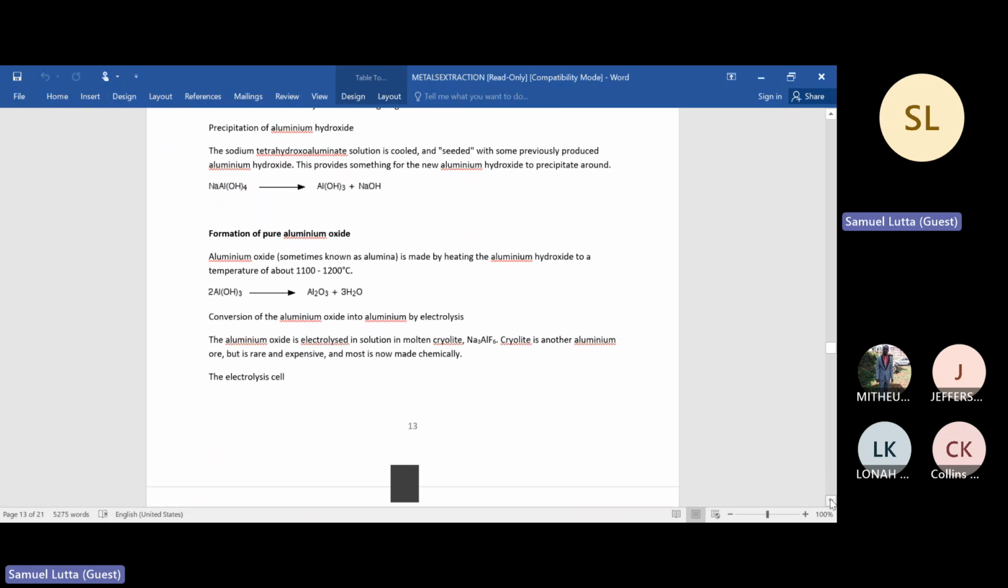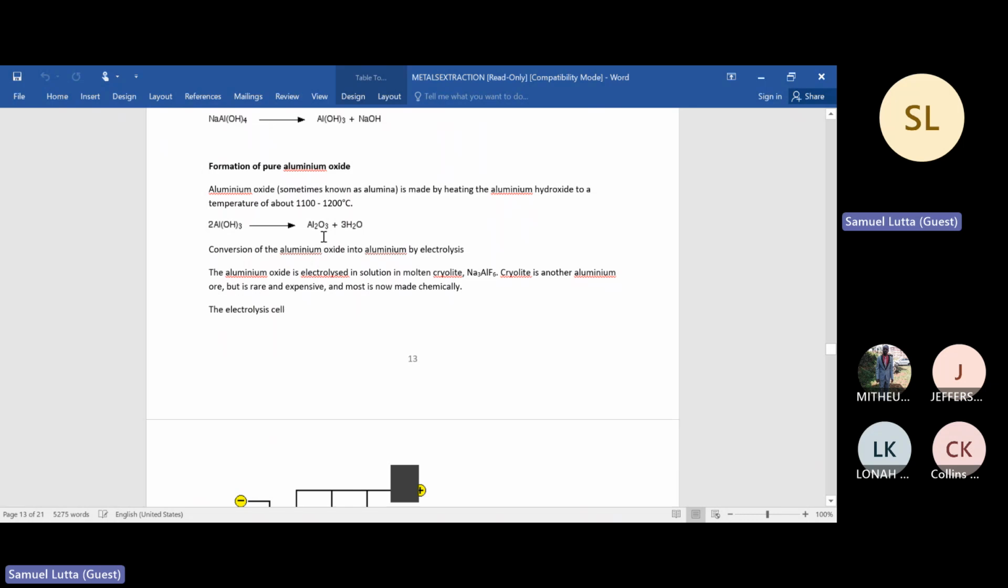When it is heated at this high temperature, it will break down to form aluminium oxide and water. So this compound here is the one that we normally use to do electrolysis, aluminium oxide. But because we know that the temperature of this compound is very high, during electrolysis, what is normally done is that this compound, aluminium oxide, is mixed with sodium aluminium fluoride, what we call cryolite.